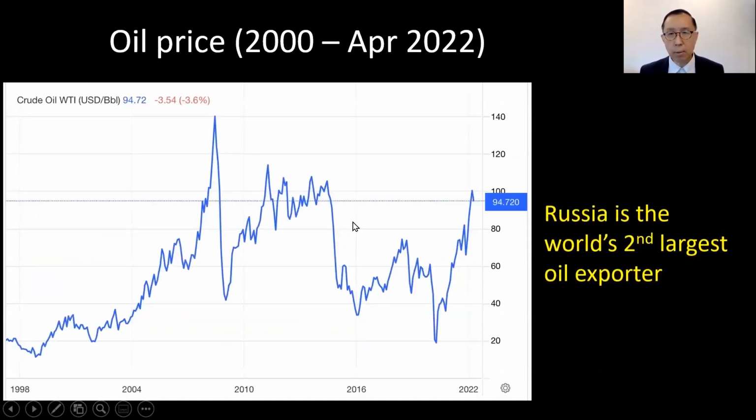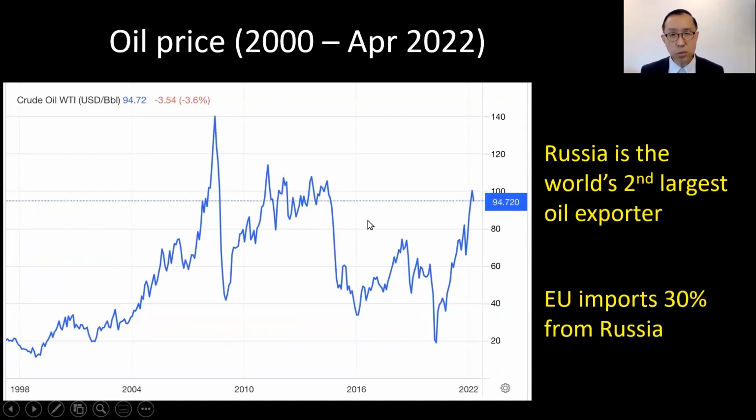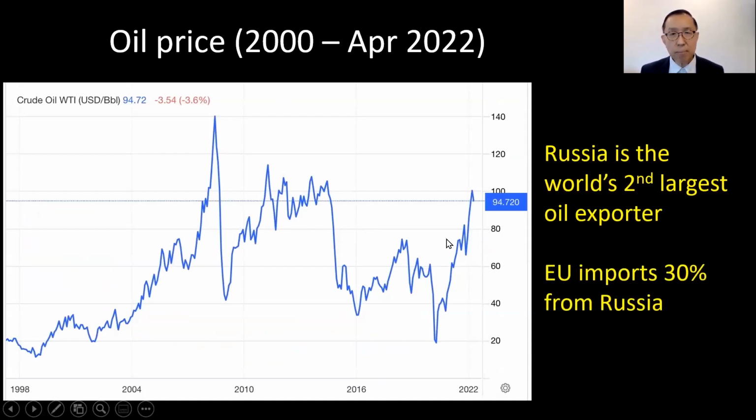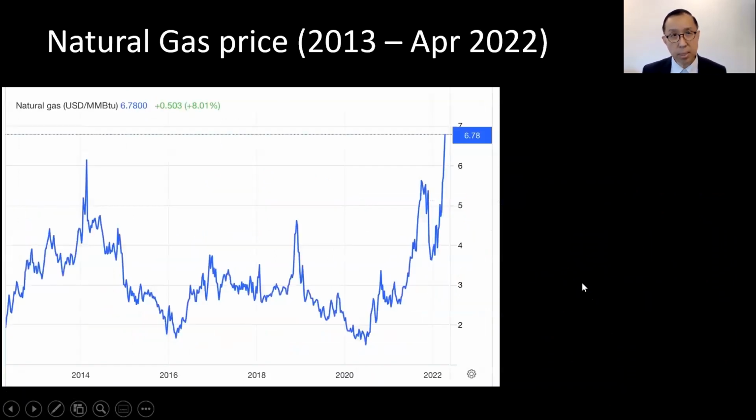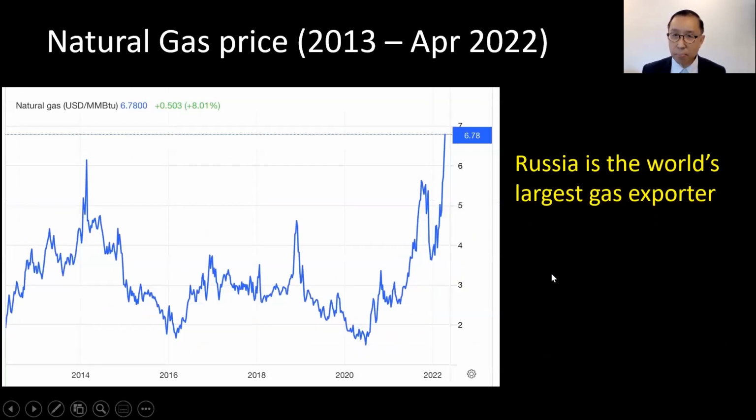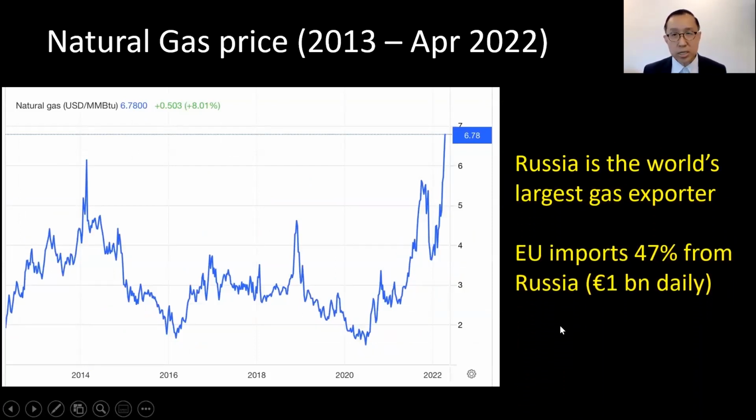Oil. Russia is the world's second largest oil exporter, and it has gone up to almost $100 a barrel. The EU is particularly sensitive because they import about 30% of all their oil from Russia. Natural gas is another commodity. Russia is the world's largest gas exporter, and the EU imports about 47% of all their natural gas needs from Russia.